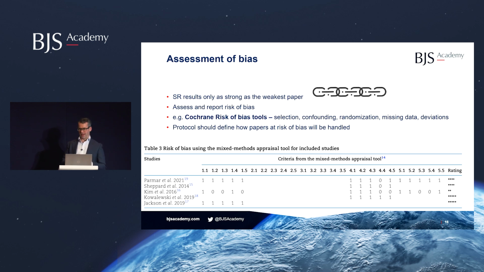As we've said, the results are always only as strong as the weakest paper, the weakest link. So it's very important that we assess and report the risk of bias in the papers that you're looking at. And there are, again, multiple tools. I keep going back to Cochrane. Cochrane has an excellent website. It's got a handbook on how to do a systematic review that I'd highly recommend looking at.